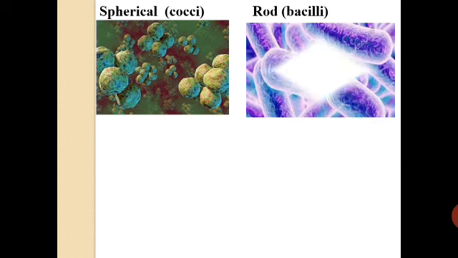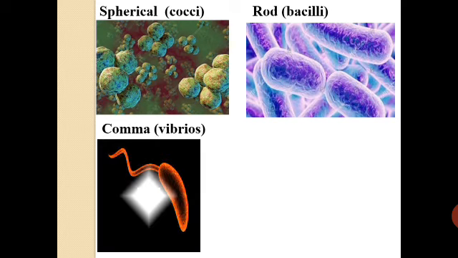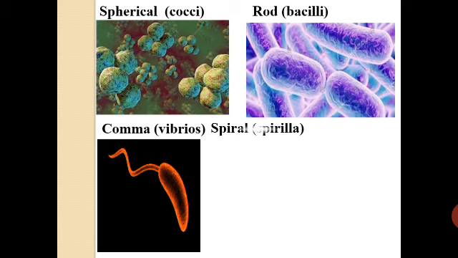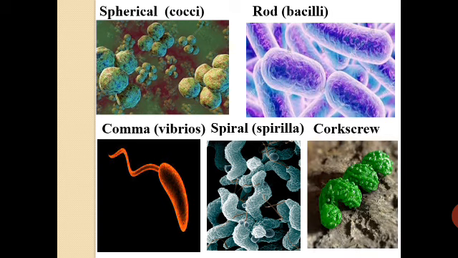So spherical, you can see the structure. Rod, which is cylindrical, comma, then we have spiral, which is also called a spirilla, and corkscrew. So you can see how these 5 different types of the bacteria look different from each other, and different shapes they have, but still they are under the category of bacteria because somehow they have some unique or common functions.